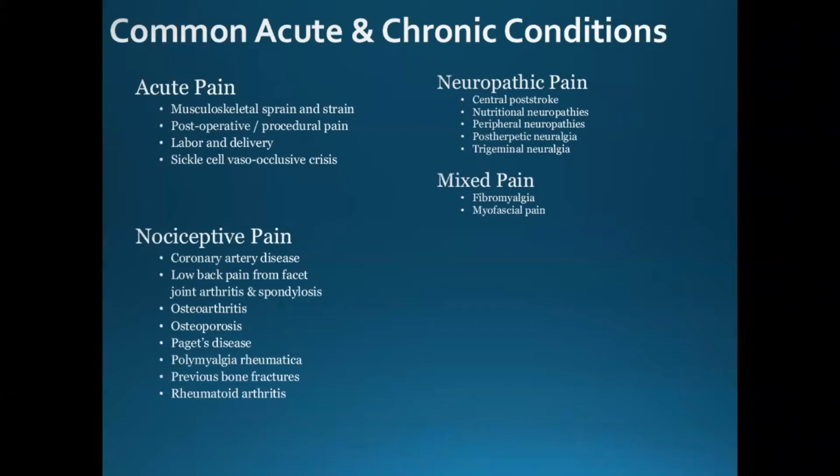And then we have peripheral neuropathies. The most common is going to be diabetic, but you can also see it from chemotherapy. And then your neuralgias, which is a painful and sensory deprivation, like trigeminal neuralgia, which is going to be of the trigeminal nerve, and postherpetic neuralgia, which is going to be after you've had shingles.